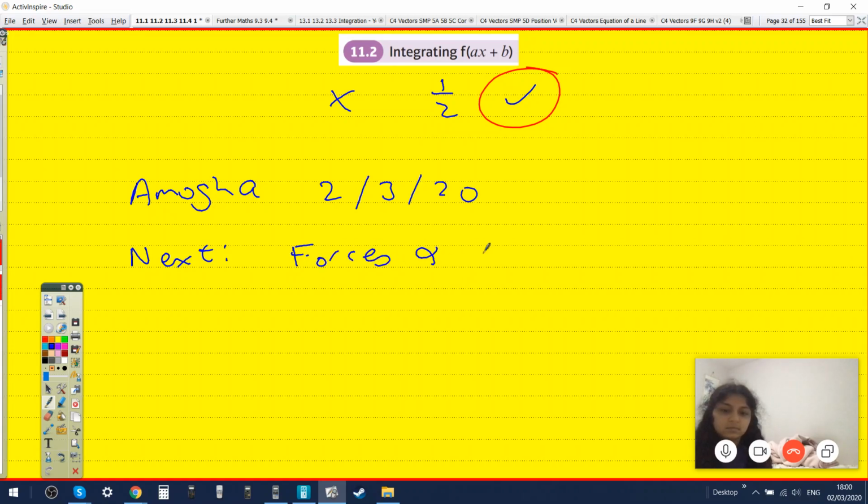And I'll send you a good worksheet for this integration where they're not exam questions, but it's purely the actual nuts and bolts of it.